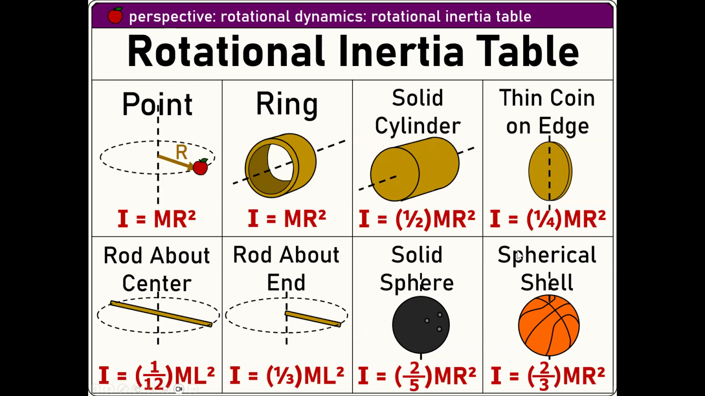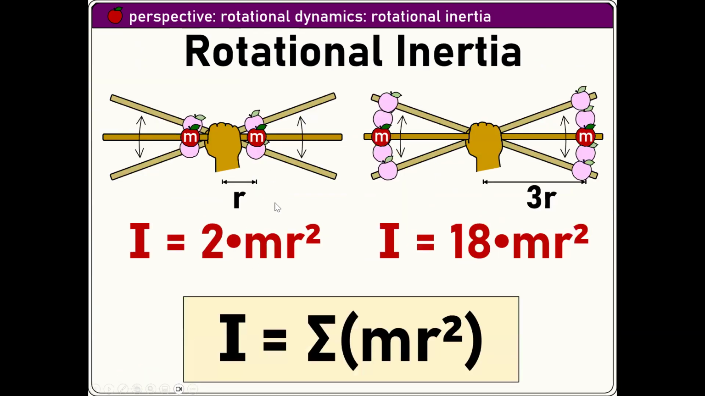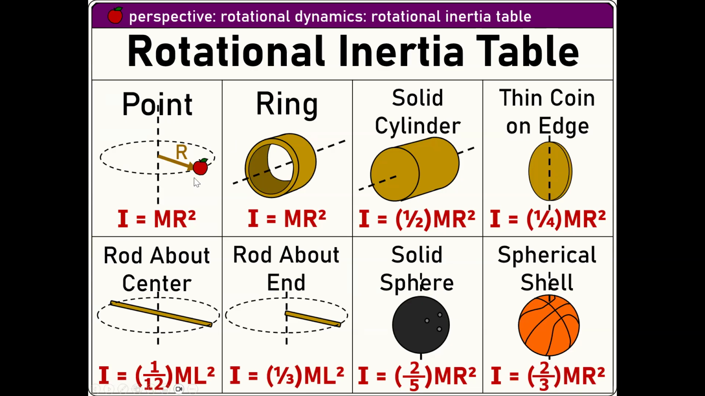How about all these other shapes? Let's look at the rest of this table. So I see my original point, which is mr squared, just like the last slide. Sum of mr squared, single point mr squared. How about a ring rotating about this central axis here? Well, every single point on the ring is equidistant from that center. So the aggregate effect of a billion points all mr squared is just mr squared. So you get that.